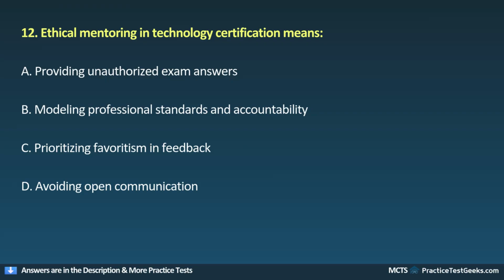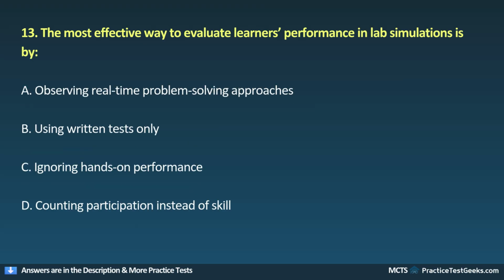12, ethical mentoring in technology certification means A, providing unauthorized exam answers. B, modeling professional standards and accountability. C, prioritizing favoritism and feedback. D, avoiding open communication.